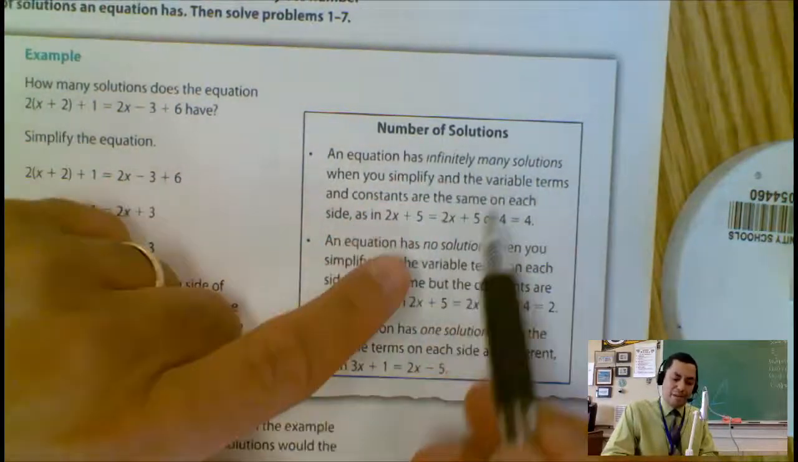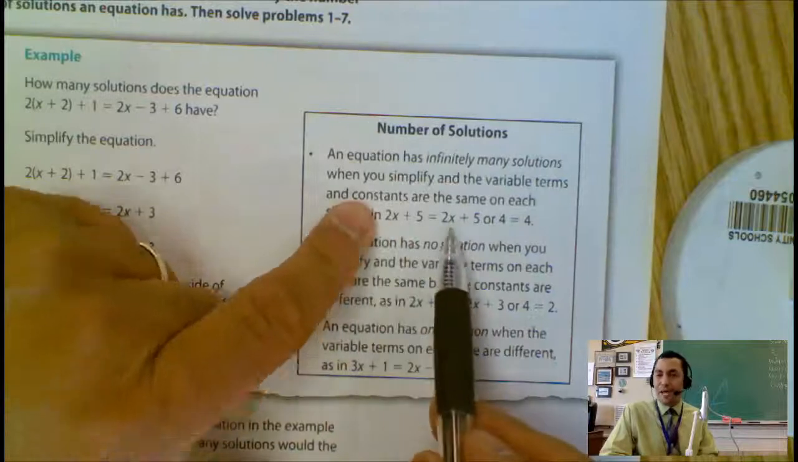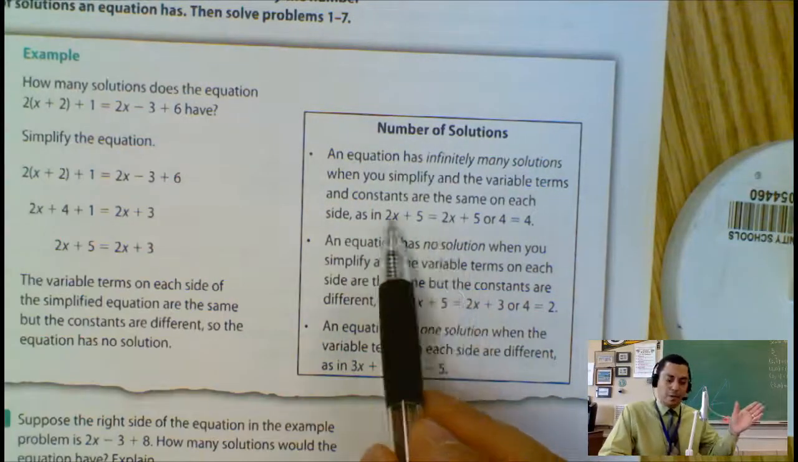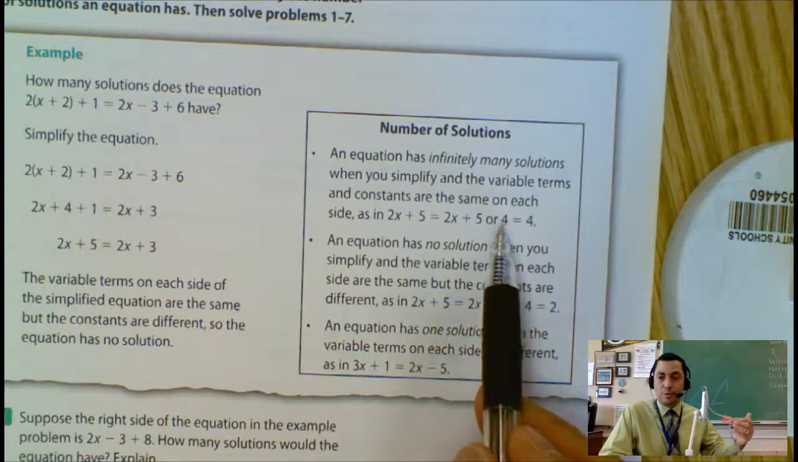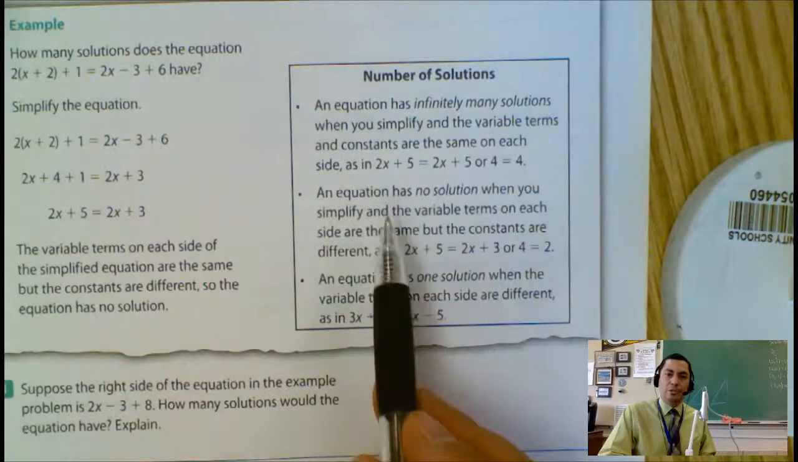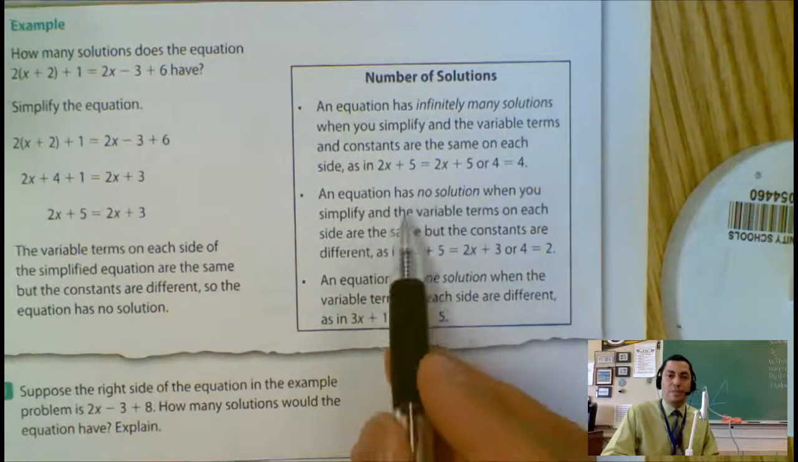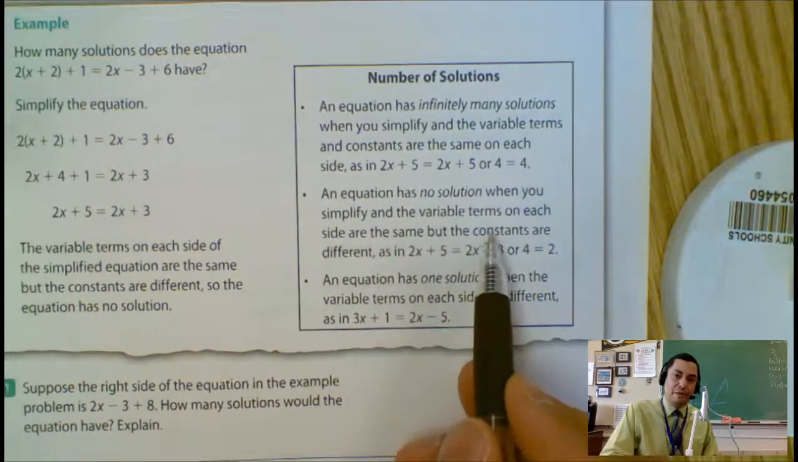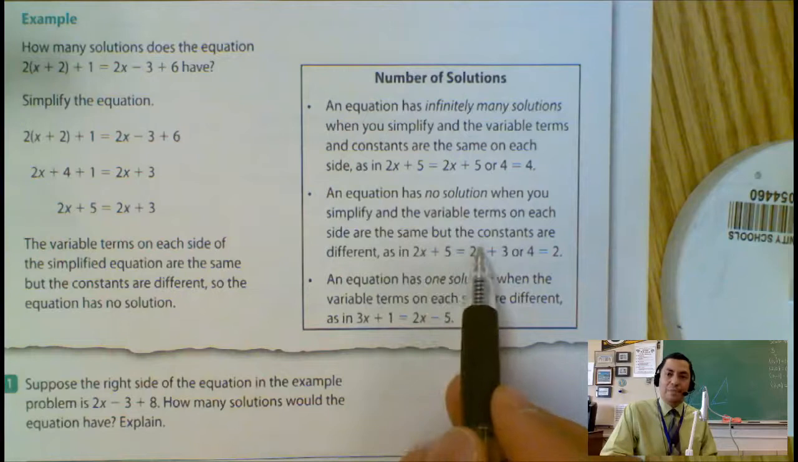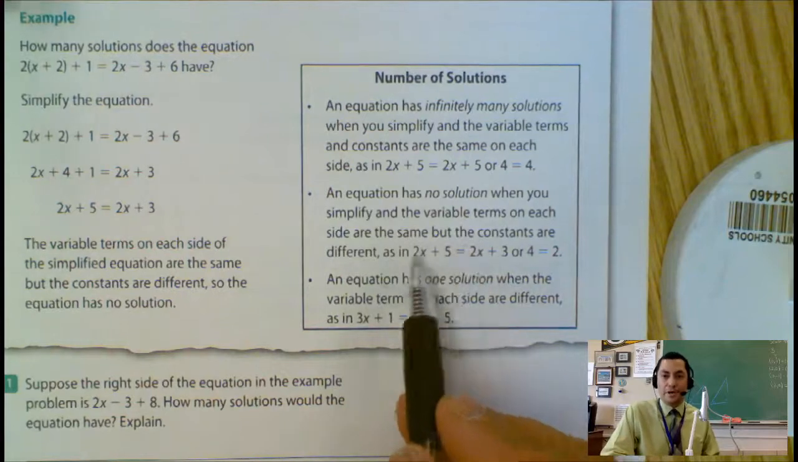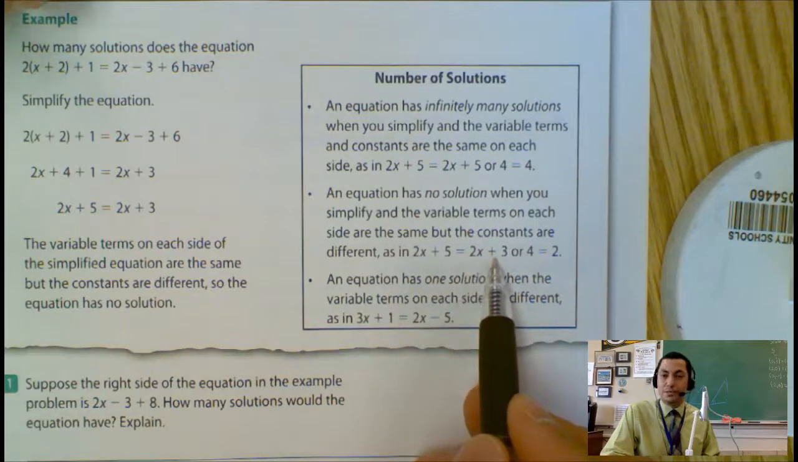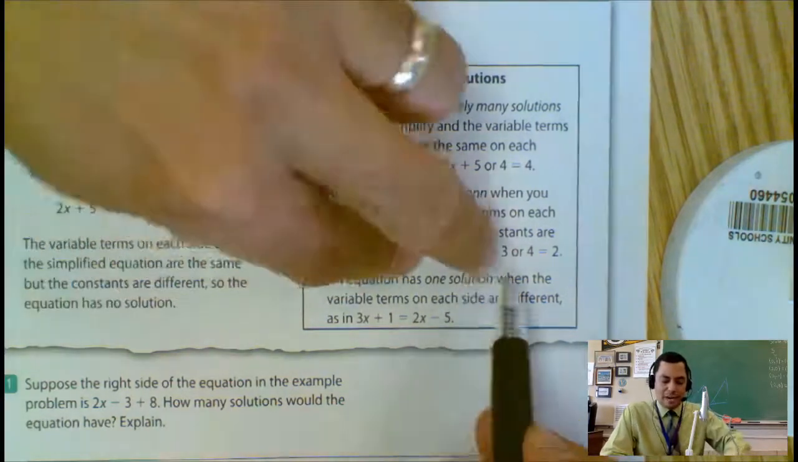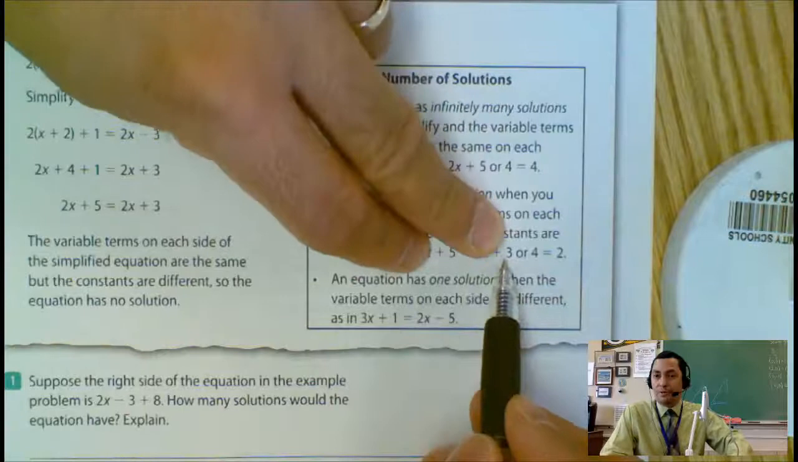If you have infinitely many solutions, left and right have to be the same, equal: 2x plus 5 equals 2x plus 5, or if you have just two numbers, 4 equals 4. An equation has no solution when you simplify and the variable terms on each side are the same, but the constants are different. For example, 2x plus 5 equals 2x plus 3. The variables cancel out, and then you have 5 equals 3, which is not true.